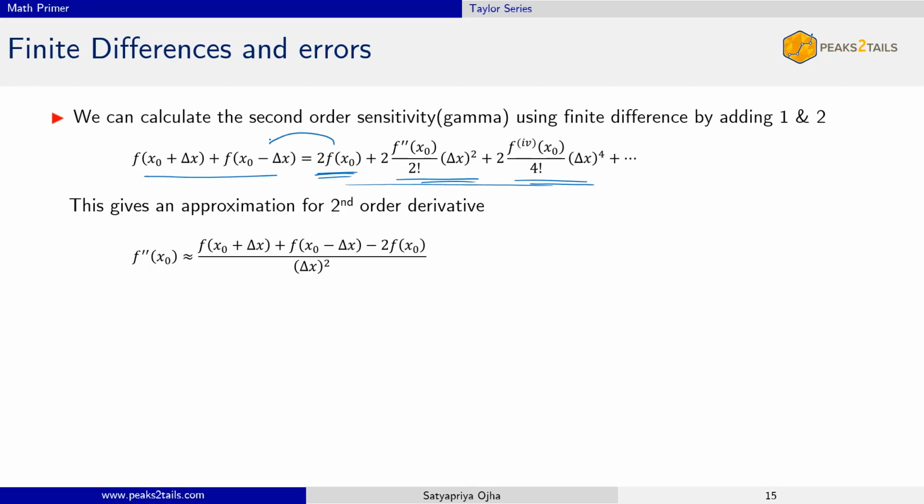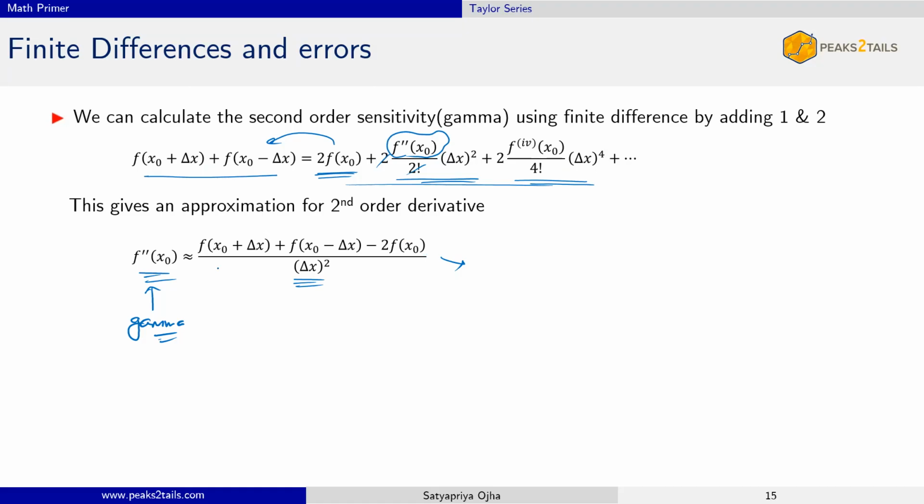Okay. Now take this one to the left hand side and divide by delta x square. That gives the approximation for this guy, because 2 and 2 factorial get cancelled. So this is our gamma, right? So you can approximate the second derivative of a function by using this finite approximation. There are other forms also, but this is the most popular.